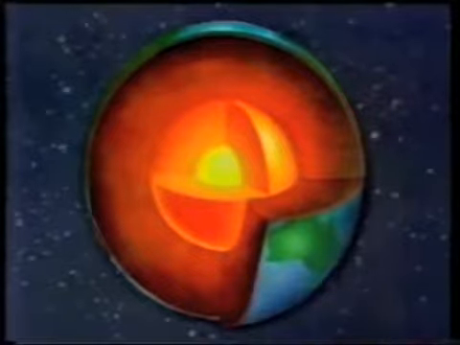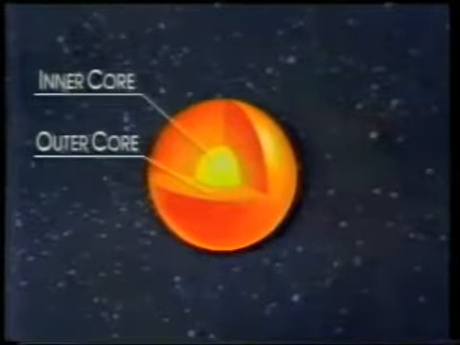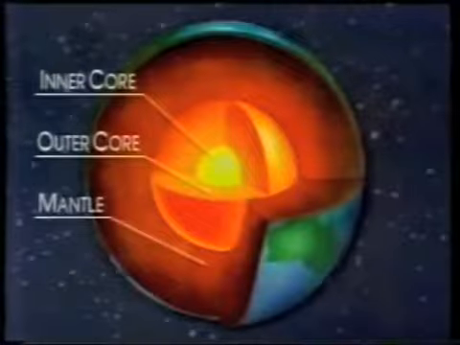The rocks of the original crust were produced by volcanic eruptions from the partially molten mantle. Meanwhile, the interior of the planet was forming. Iron and nickel sank to the core, while the lighter elements rose to the surface.